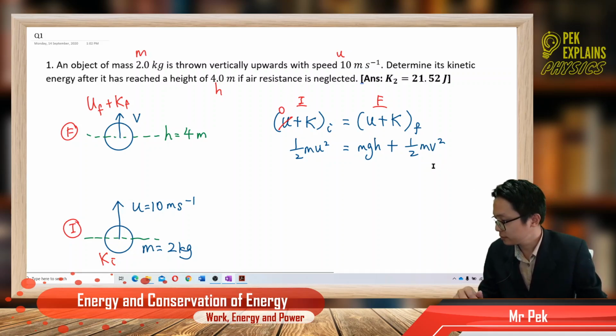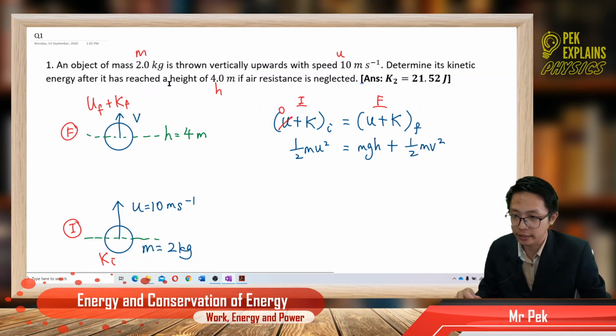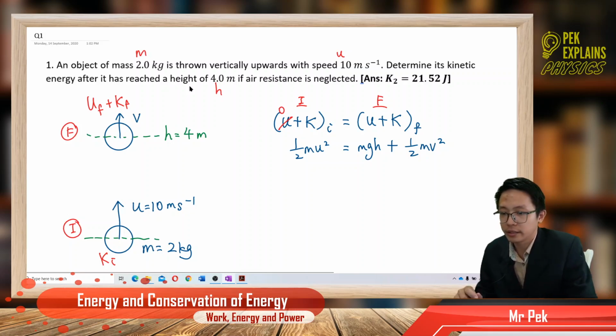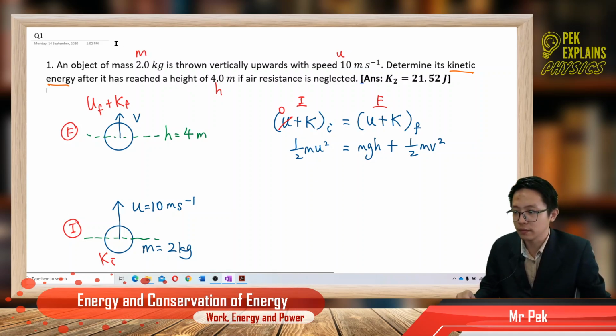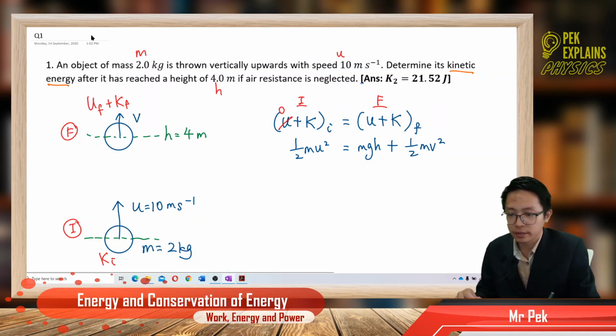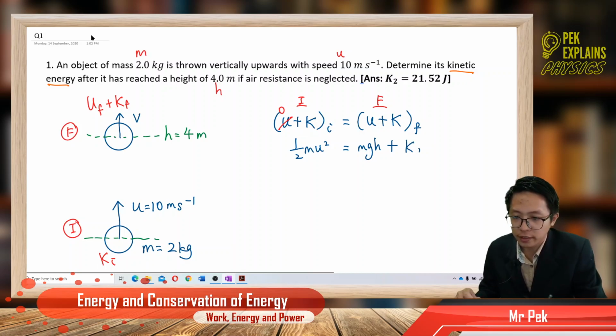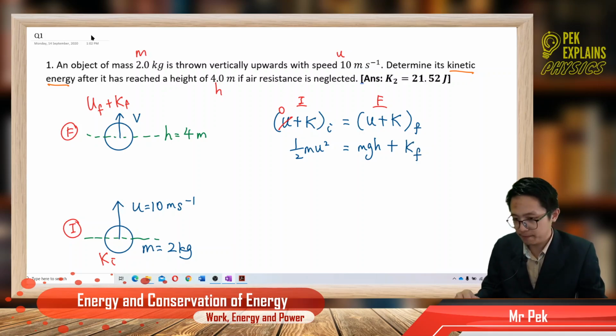He just asked for the kinetic energy, right? He doesn't ask for the final velocity. So that means this one is simpler. No need to put the formula, we just put the final kinetic energy. Then just substitute all the values.